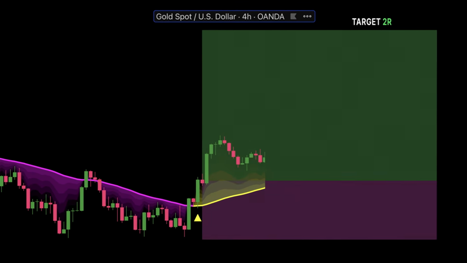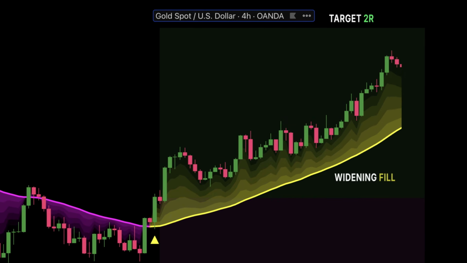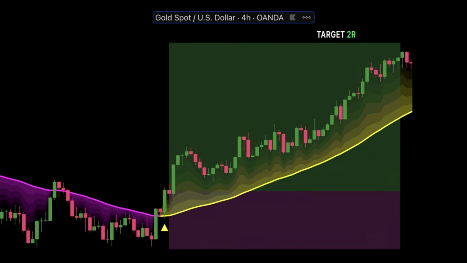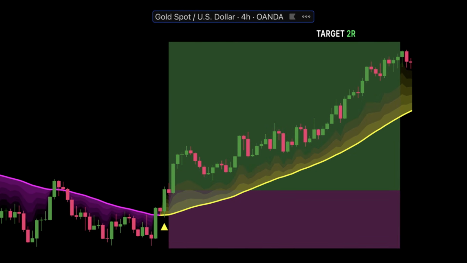And notice the shaded fill widening out as price runs away from the line. That's your visual read on how extended the move already is. Useful if you're thinking about trailing the stop instead of just taking the fixed target and walking away.